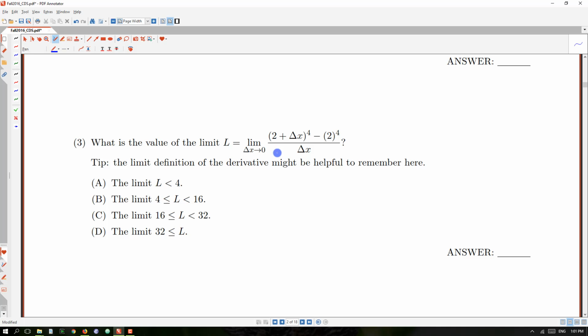In this video, we're going to present some of the solutions to the multiple choice problems selected through the Unit 12 check-in. The first question we're going to look at is question number 3. What is the value of the limit expressed here? And there is this hint, the limit definition of the derivative might be helpful to remember.